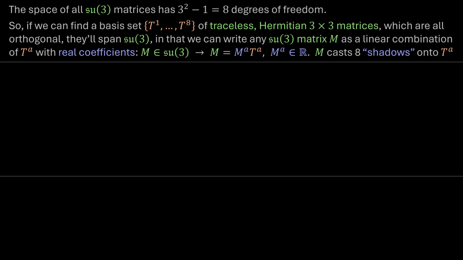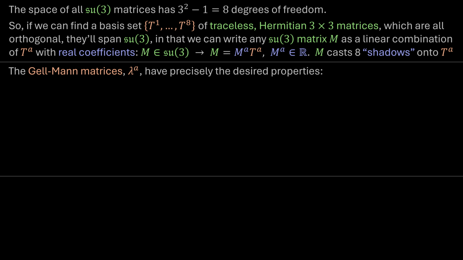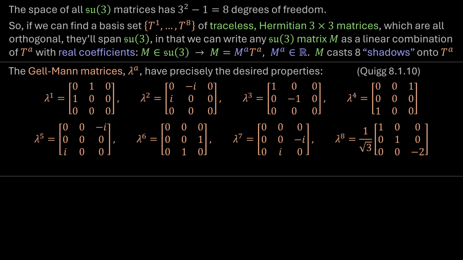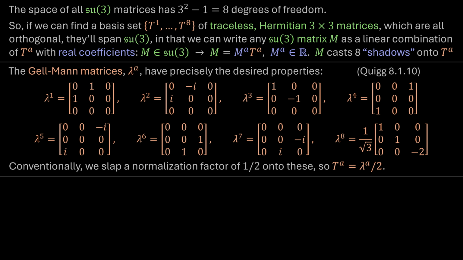M_A is just how far you have to go along the direction of the Ath tentacle in order to get to the matrix M. So then, if we're looking for a set of 8 traceless Hermitian 3x3 matrices that are all orthogonal, the famous Gell-Mann matrices, which are called lambda, have precisely the desired properties that we're looking for. But conventionally, it's common to go ahead and slap a normalization factor of 1/2 onto those matrices. So we'll define our generators T_A as lambda_A over 2. And that factor of 1/2 doesn't really matter, but it'll save us from having to deal with factors of 2 later on.